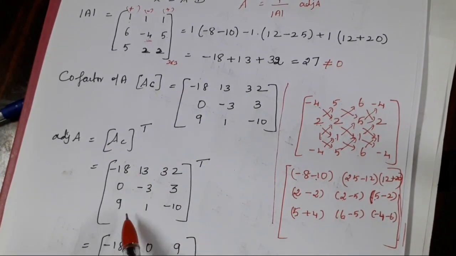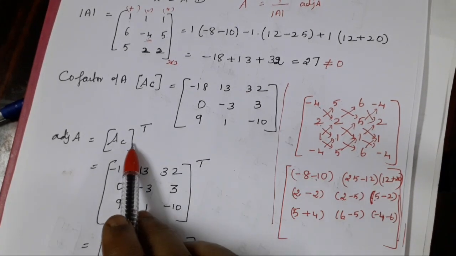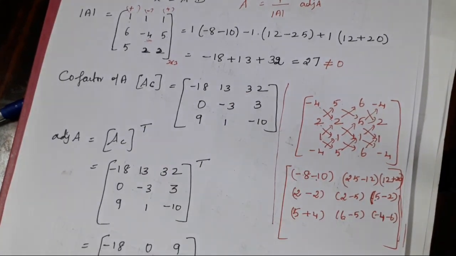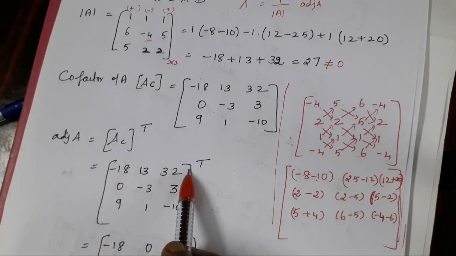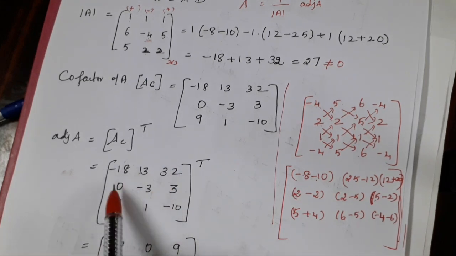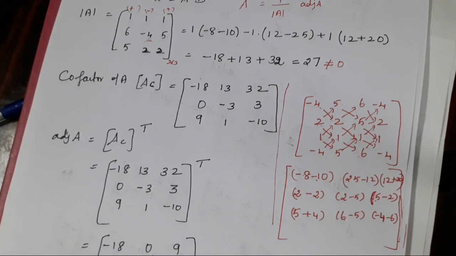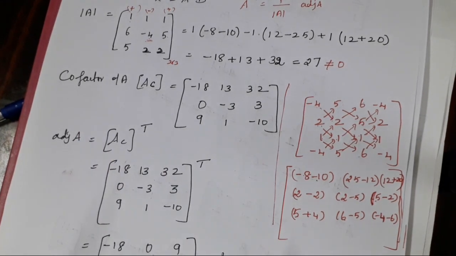Next we find the transpose. This is the given cofactor. The cofactors are written here. Transpose is nothing but rows becoming columns. First row becomes first column, second row becomes second column, third row becomes third column. We find the adjoint of A.